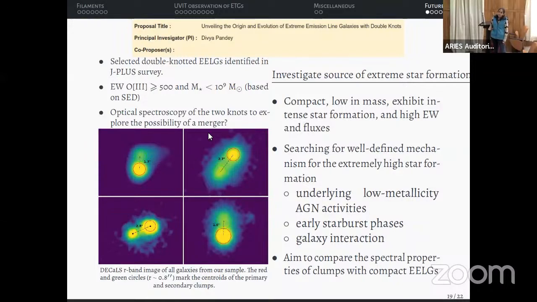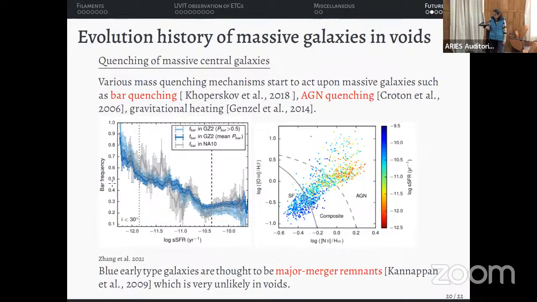sample of 4 galaxies from the J-PLUS survey, and I wanted to do optical spectroscopy over these clumps to know about the nature, if there is some underlying AGN present. Usually these galaxies are quite compact, they just have one blob, but these galaxies were sort of an outlier, having 2 knots in their system. So my aim was to do optical spectroscopy and see their spectral properties, which I'll do maybe in the next cycle.